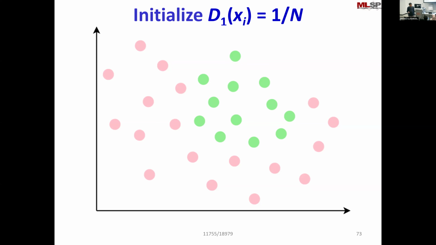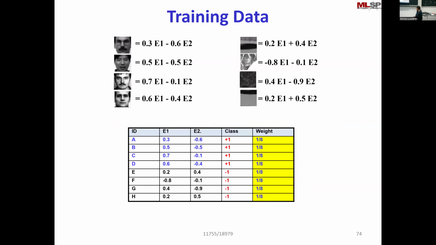And now I'm going to build my first classifier using the training data instances. Now the sum of these weights is going to be 1. Keep that in mind, okay? So that's like saying I have 1/8 for all of my training data instances because I have 8 training data instances.